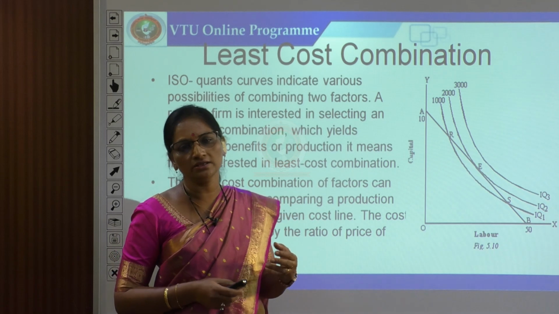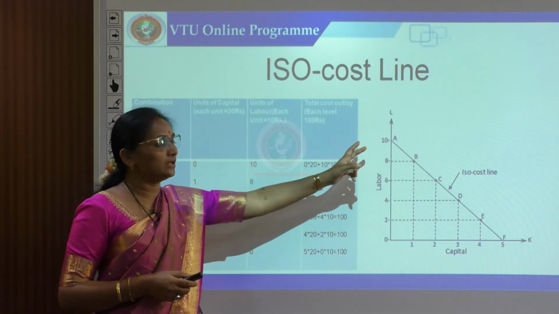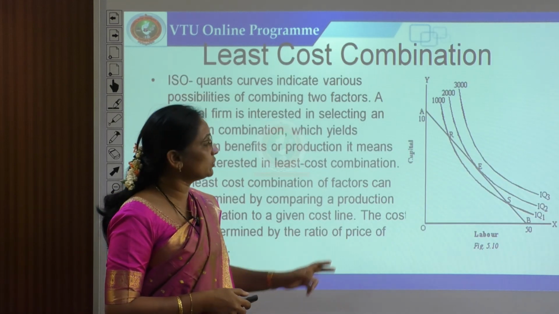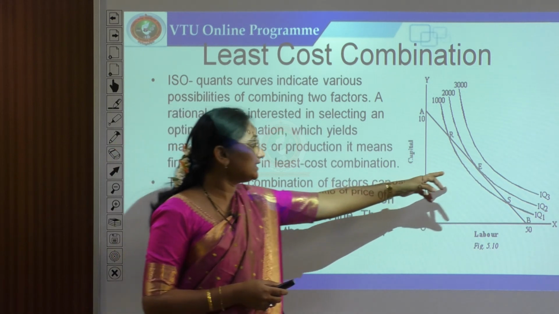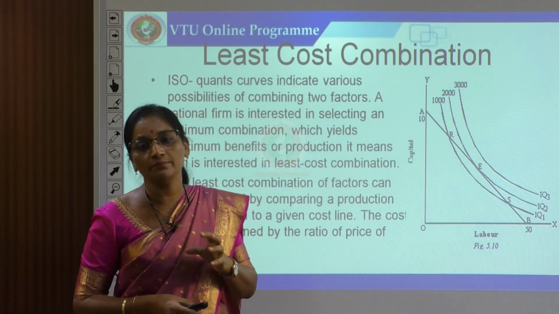Then why this difference? Earlier you said, ma'am, all the cost is the same, but here all the combinations are producing the same level of output. Then how is it possible? That might be the question in your mind. Yes, the answer is there for that question. Because the E combination is the best combination.